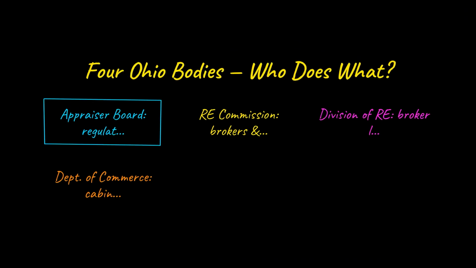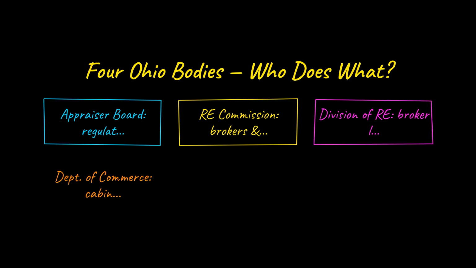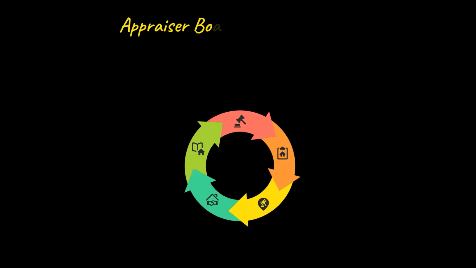It is critical to distinguish these four bodies. The appraiser board handles appraiser licensing and discipline. The Real Estate Commission governs brokers and salespersons. The Division of Real Estate administers broker licensing day to day. The Department of Commerce is simply the cabinet umbrella. It does not specifically regulate appraisers.